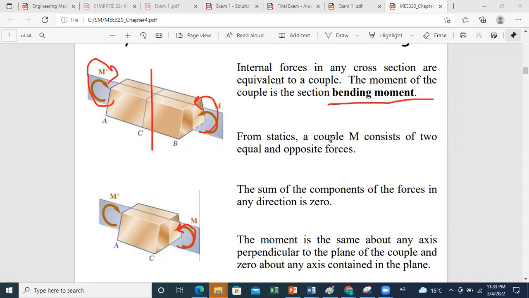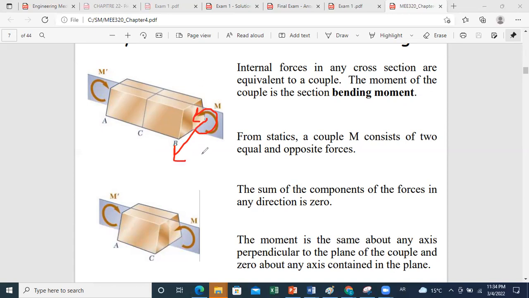From statics, a couple will consist of two equal and opposite forces. Therefore, the sum of the component of the forces in any direction will be 0, and the sum of moments is the same about any axis perpendicular to the plane of the couple and 0 about any axis contained in the plane. You know from statics that the moment is a vector, and it's a vector perpendicular to the plane in which the moment is acting.